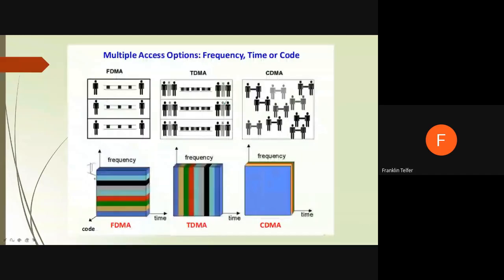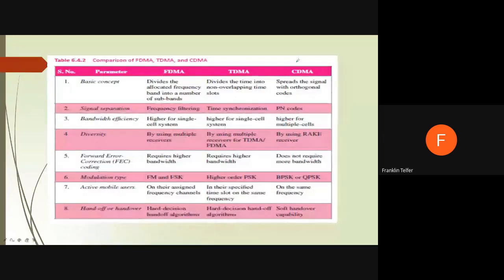And you see the separation between FDMA, TDMA and CDMA, the whole comparison with respect to the parameters. This can be asked for 6 to 7 marks. This is a good PPT, you can refer to it.